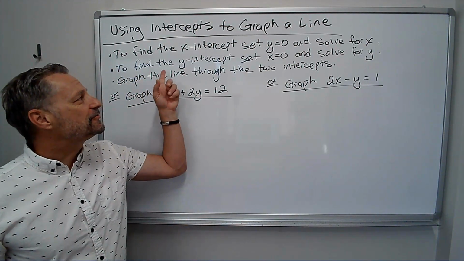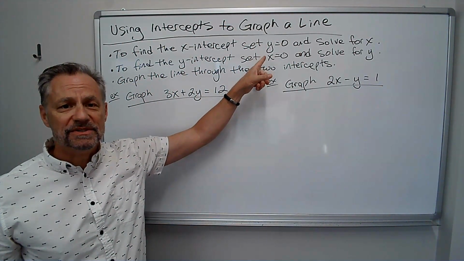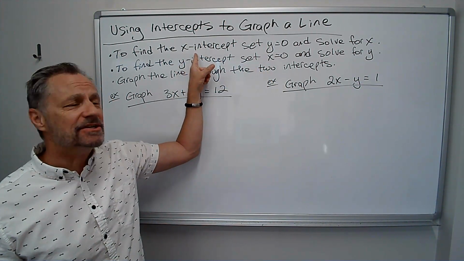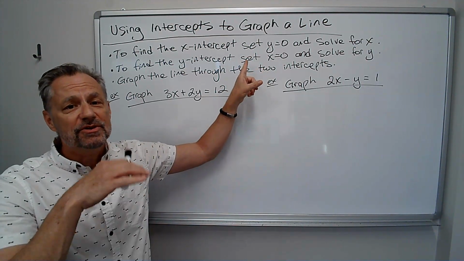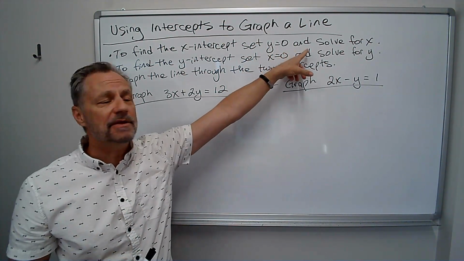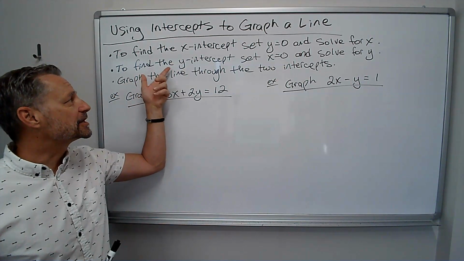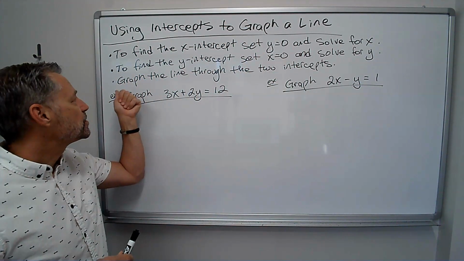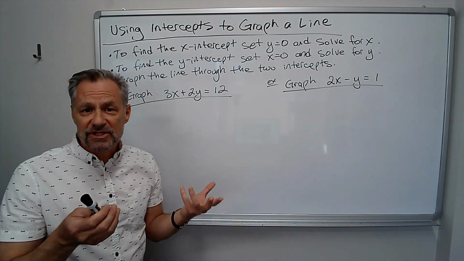All right, to find the x-intercept, remember we set y equal to 0, because if the graph is crossing the x-axis, we couldn't have gone up or down at all, so the y value is 0. Then we just solve for x. Similarly, to find the y-intercept, we set x equal to 0, and then solve for y. We just graph the line through those two intercepts that we found.